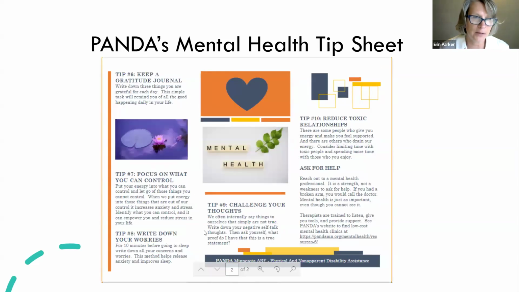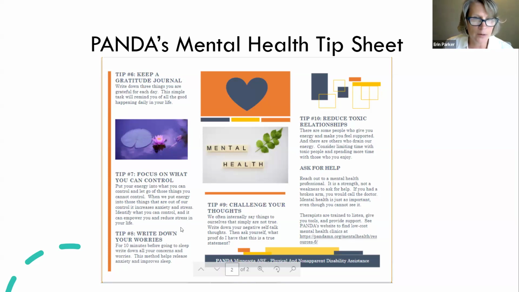Tip 6, keep a gratitude journal. This is something I've done in my classroom, and I'll share some of the things I've done. I think gratitude is a great topic to write about. And so having students use gratitude in order to practice writing skills is a great way to work that into your classroom. And it can really set a good positive tone with students.